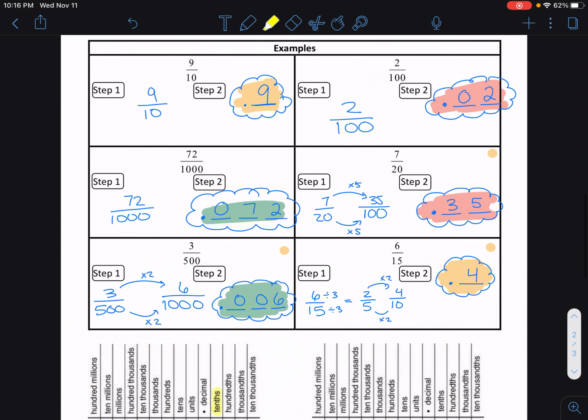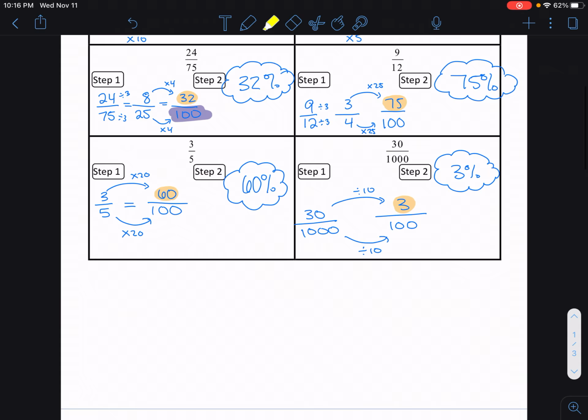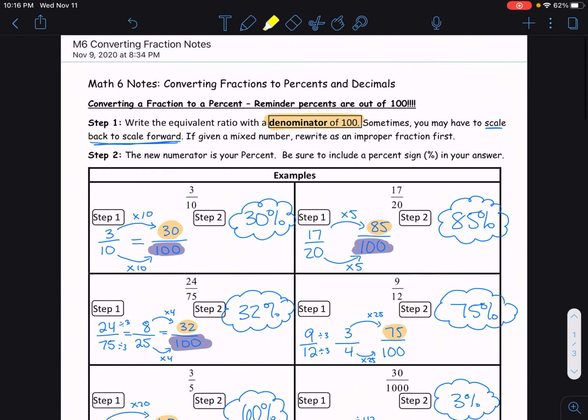Your homework is a worksheet on converting fractions to percents and decimals. Good luck.